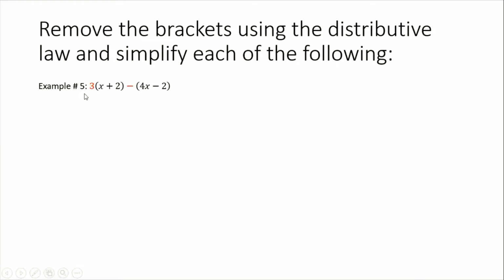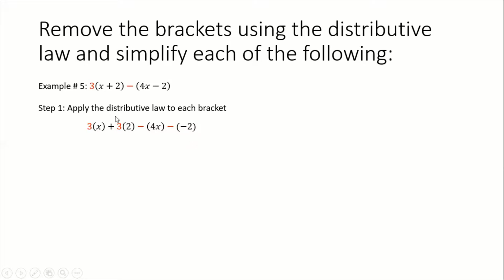Example 5, we are given 3 times x plus 2 minus 4x minus 2. Now we're going to apply the distributive law to both brackets. So that is step 1, right? Now, how would you represent this? You would represent this as 3 times x plus 3 times 2 minus 4x minus bracket 2, negative 2.